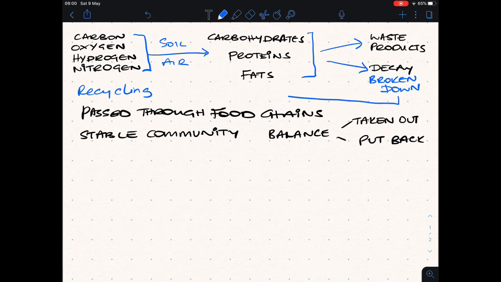In a stable community, the materials that are taken out of the soil and used by plants are balanced by those that are put back in, and there is a constant cycle happening.